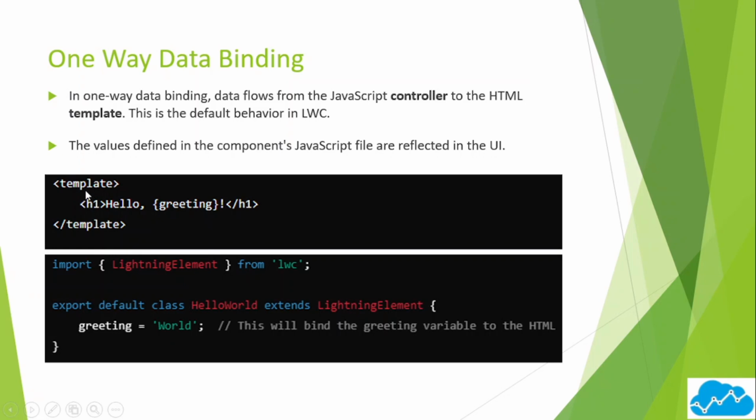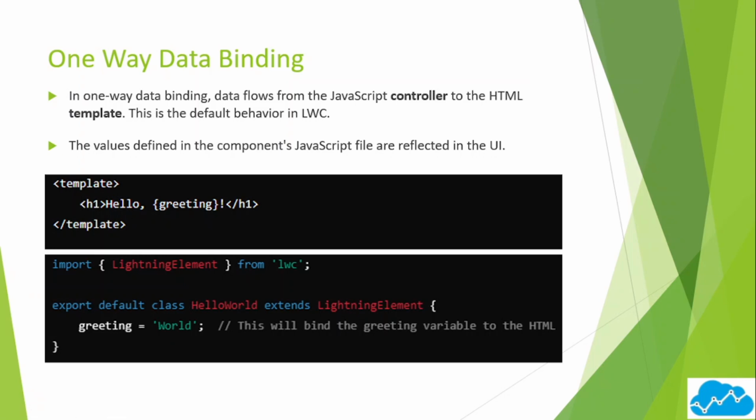In the HTML file we get the template opening tag and template closing tag. In the middle we put an h1 tag, heading 1, and in this we put the content hello, comma, and greeting in curly braces. We use the curly braces for binding the data from the JavaScript file to the HTML template file, and after that we close the h1 tag, which has to be placed between the template tags.